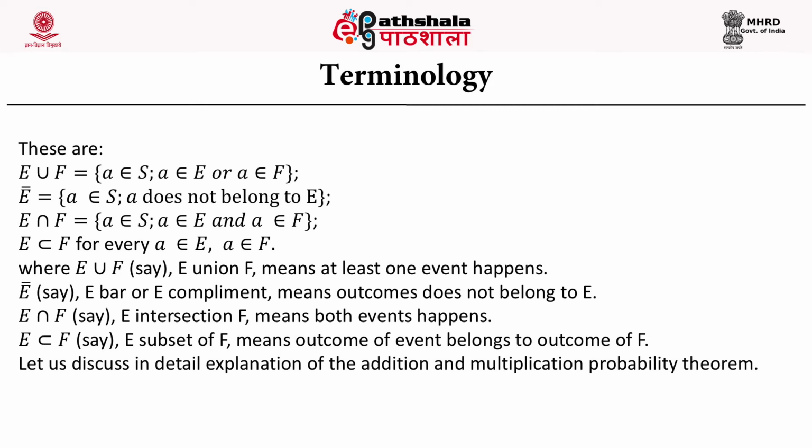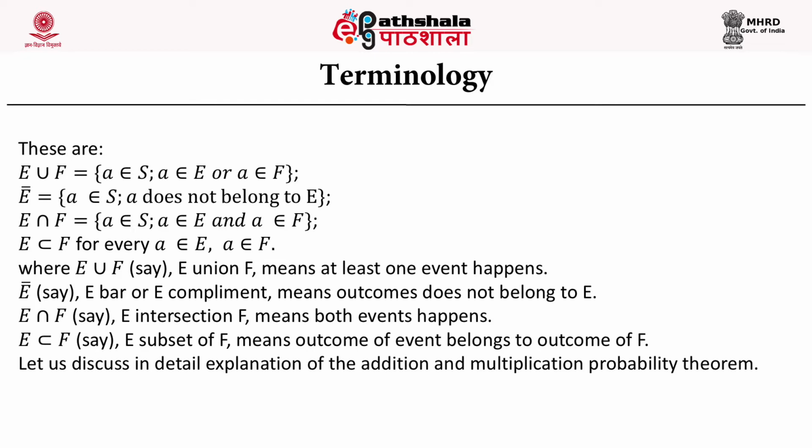E subset of F means every A that belongs to E also belongs to F. E union F means at least one event happens. E bar denotes E complement, meaning the outcome does not belong to E. E intersection F means both events happen. E subset of F means the outcome of event E belongs to the outcomes of F.